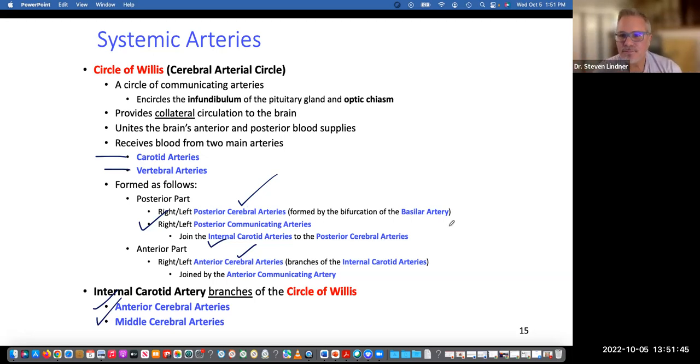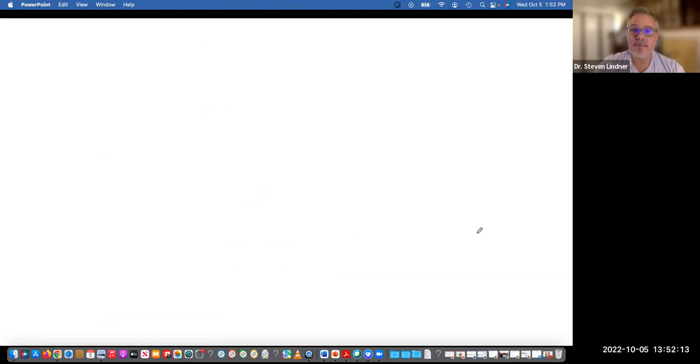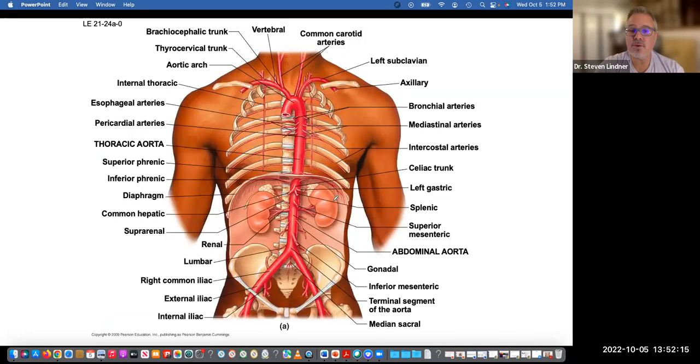So vertebrals, they come together, they form the basilar, then the basilar comes in, posterior communicating, posterior cerebral, middle cerebral, anterior cerebral. In that circle, you have the two internal carotids cut. And then you have your anterior communicating and posterior communicating arteries. Those are the biggies. When we come back, we'll get into the trunk, talk about the abdominal section.